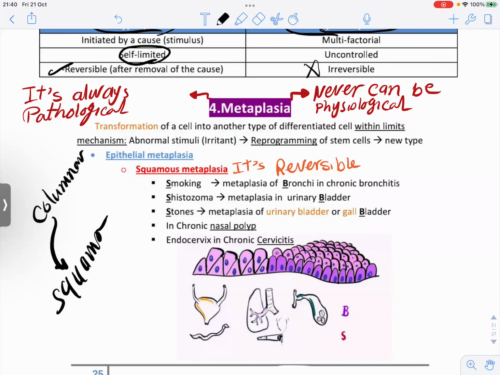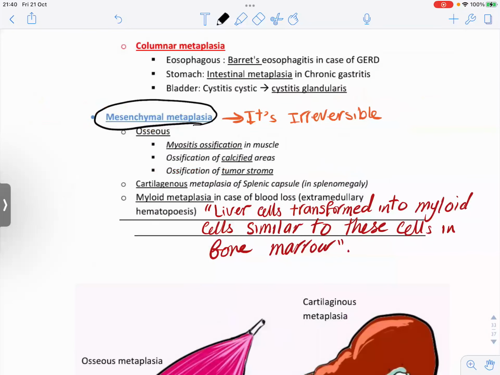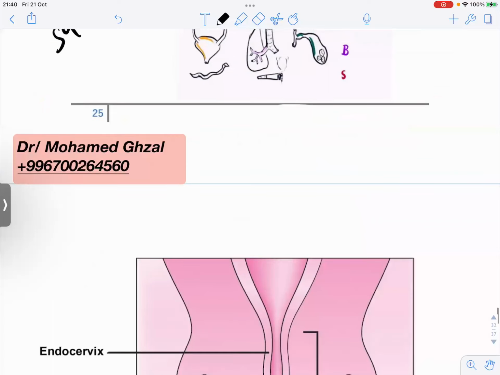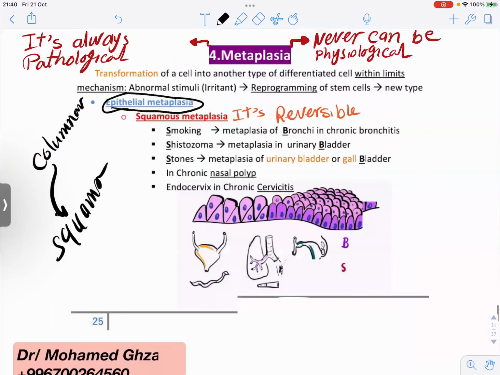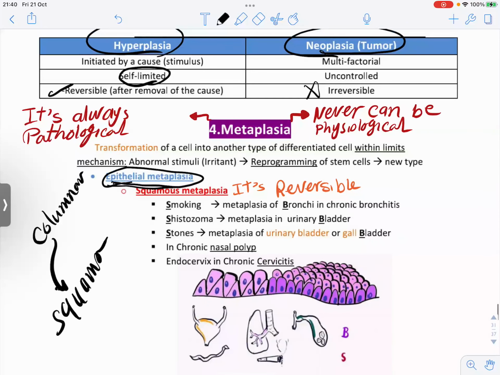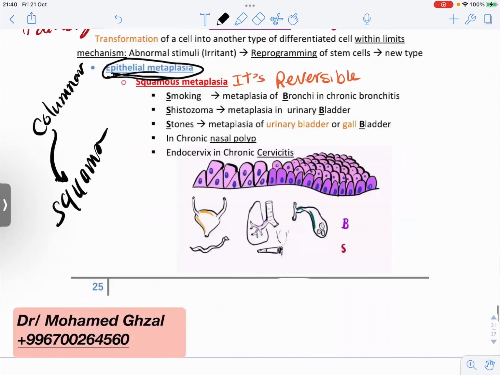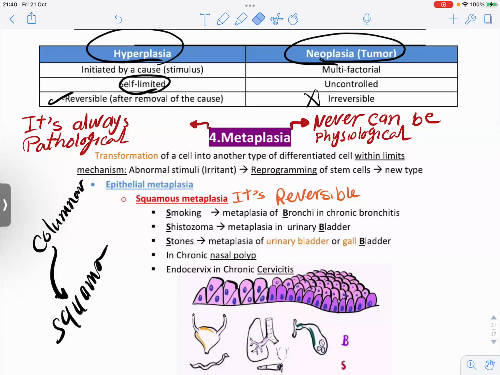Regarding the types of metaplasia, we have 2 types. Metaplasia which can happen inside epithelial tissue, and metaplasia which can happen in connective or mesenchymal tissue. Mesenchymal is one type of connective tissue. So we have epithelial metaplasia and connective metaplasia. Epithelial metaplasia is reversible, but connective metaplasia is irreversible. When we see the examples now, you will understand. First, let's start with epithelial metaplasia.